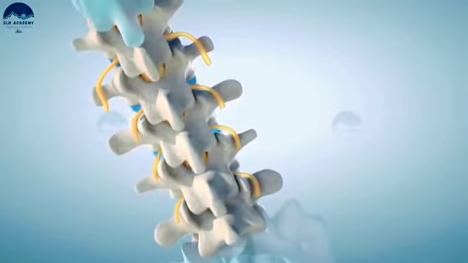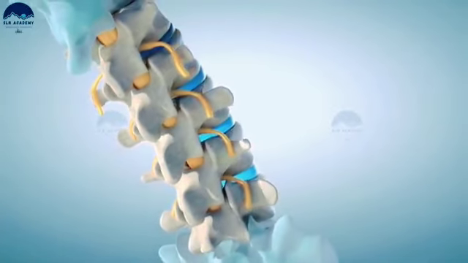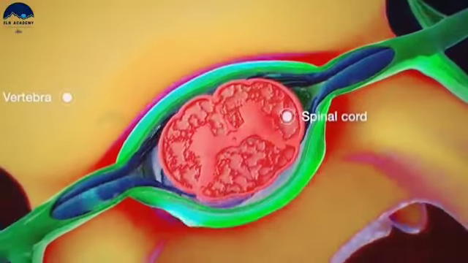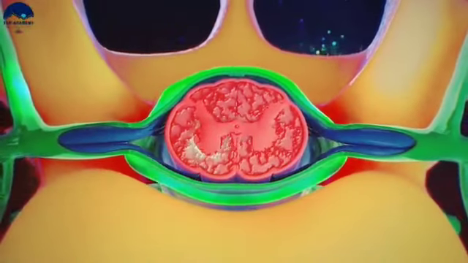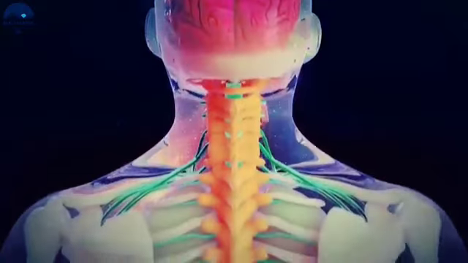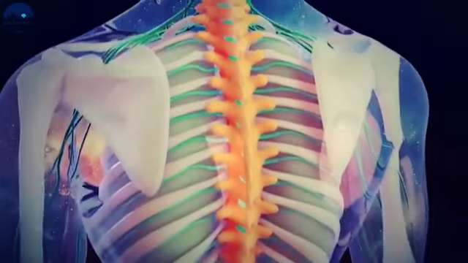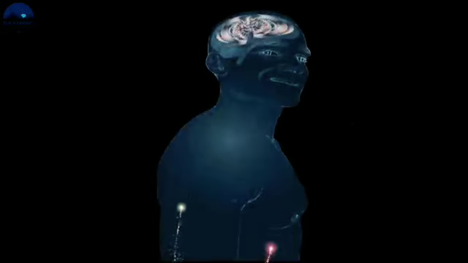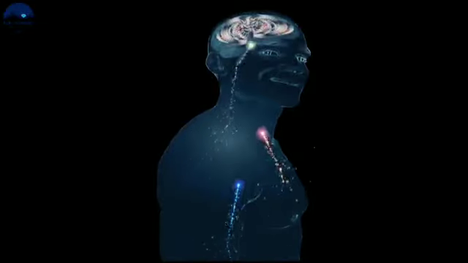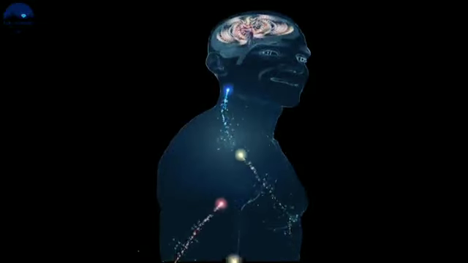Spinal cord. The vertebral column surrounds the spinal cord, which travels within the spinal canal, formed from the central hole within each vertebra. The spinal cord is part of the central nervous system that supplies nerves and receives information from the body.